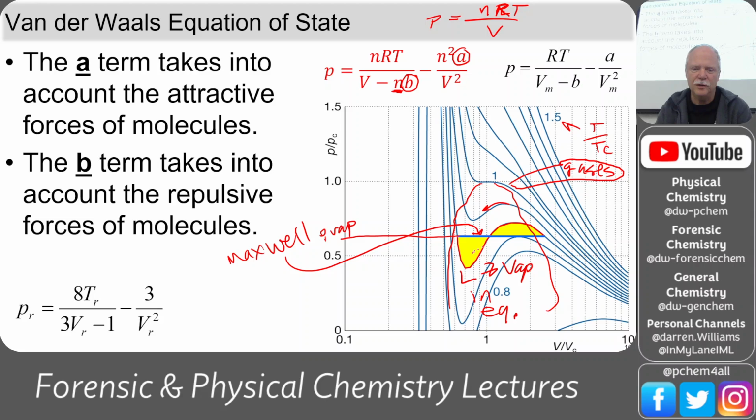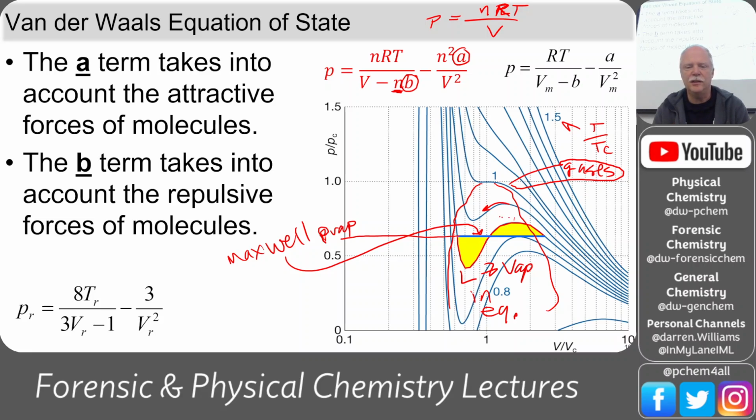And you will look at the difference between these two areas. And when those differences are zero, then you've found the vapor pressure for the Maxwell construction. And so you're solving for these vapor pressures. So let's focus on this vapor pressure equation.